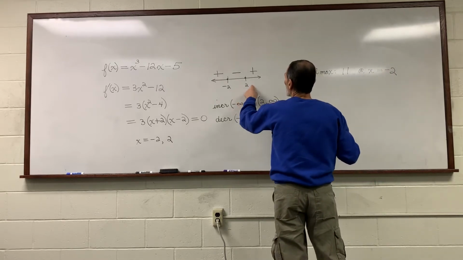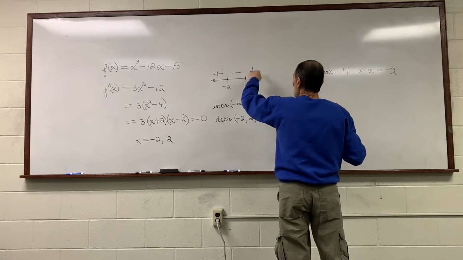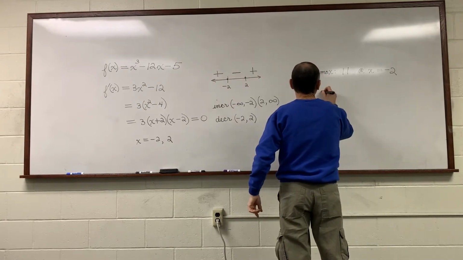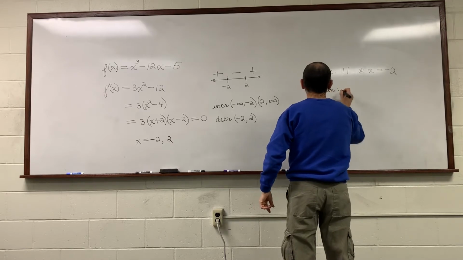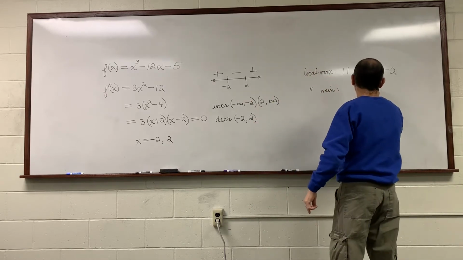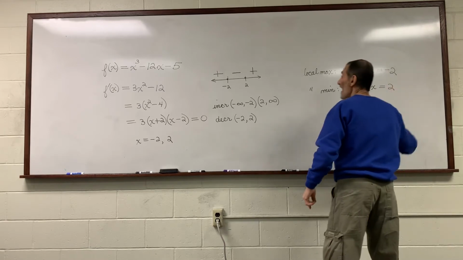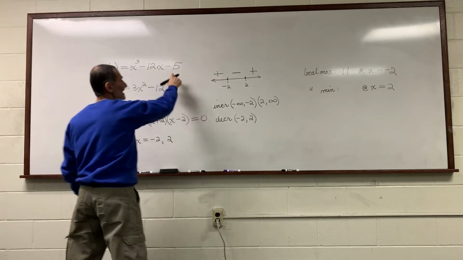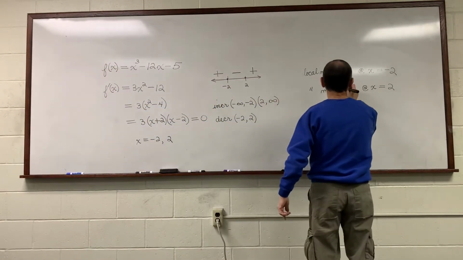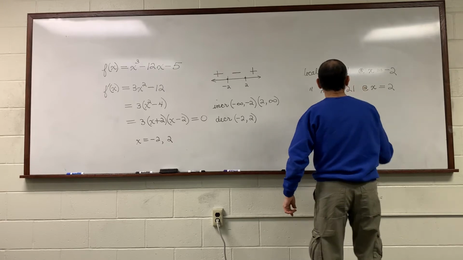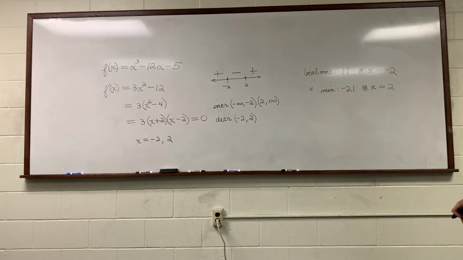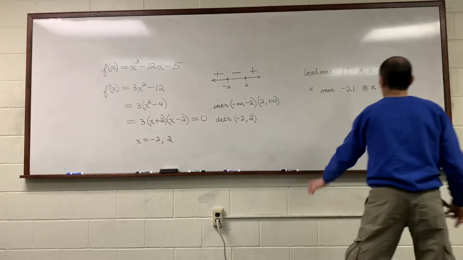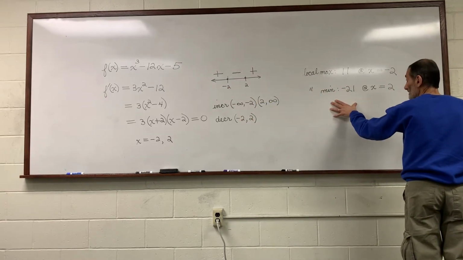Here we have a local minimum. First derivative test, derivative from negative to positive, decreasing to increasing. We have a local minimum. It's at x equals 2, and that local minimum value is 8 minus 24 is negative 16, minus 5 is negative 21. And that is intervals of increase and decrease, local extreme values.